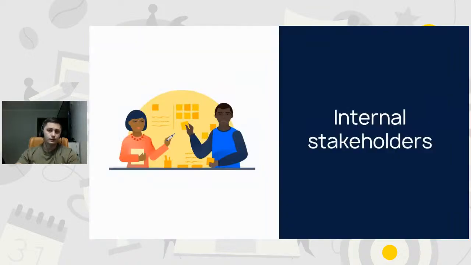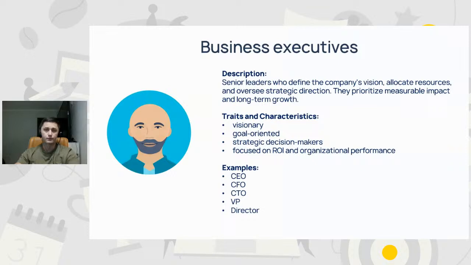I want to start with internal stakeholders, and the first group is business executives. In many situations, these are senior leaders who define the company vision, allocate resources, and oversee strategic direction for the whole company or for specific products. They also prioritize measurable impact and long-term growth.